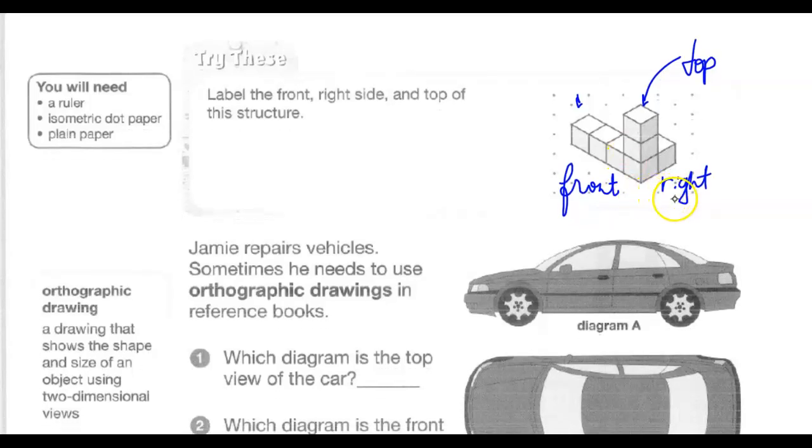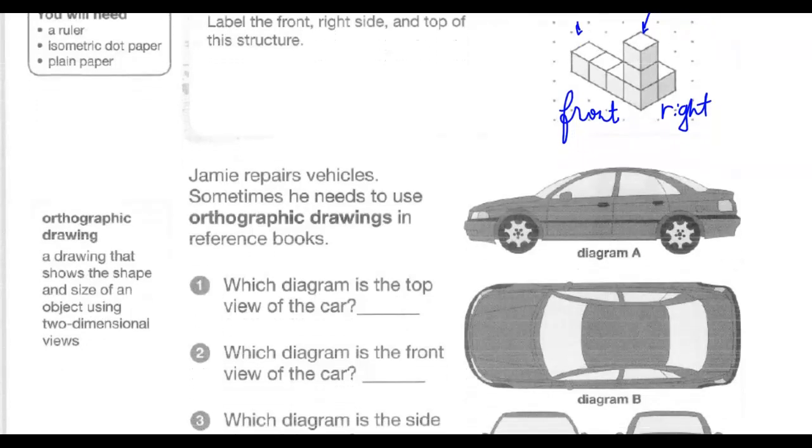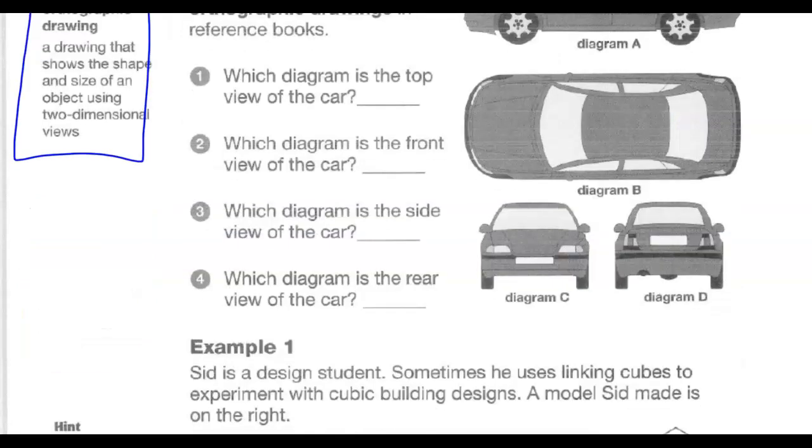We convert this into three diagrams of the front, right, and top. Sometimes we give the left, but not always. It's usually the front, right, and top. Says Jamie repairs vehicles. Sometimes he needs to use orthographic drawings in reference books. So what are orthographic? That's a drawing that shows the shape and size of an object using two-dimensional views. So it's just showing what the front is, showing what the top is, showing what the right is, etc.